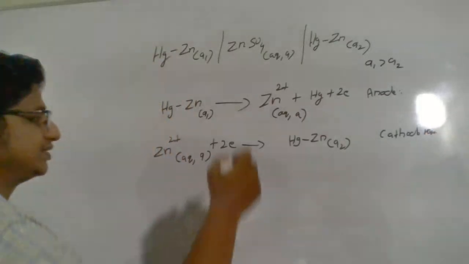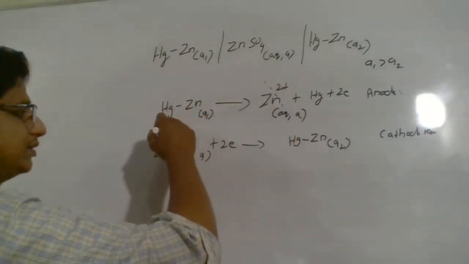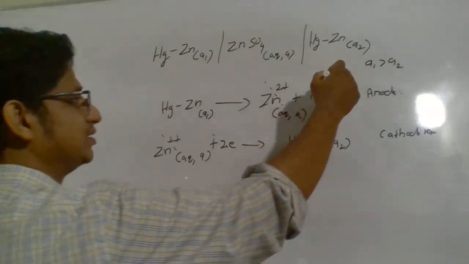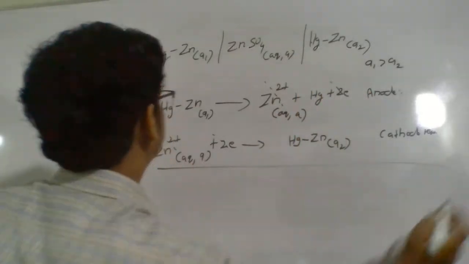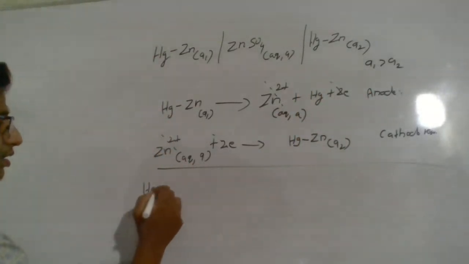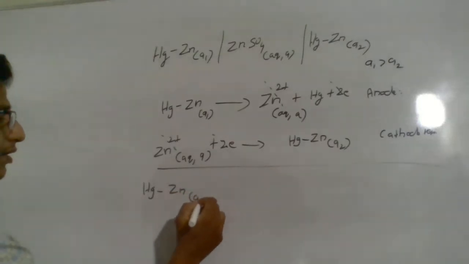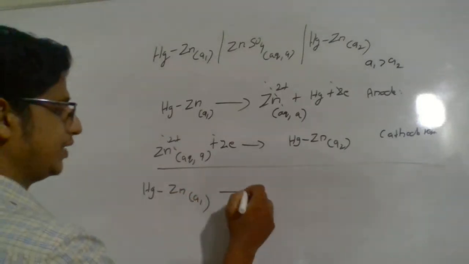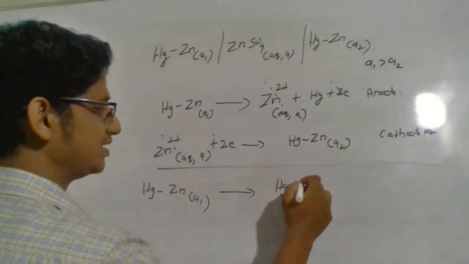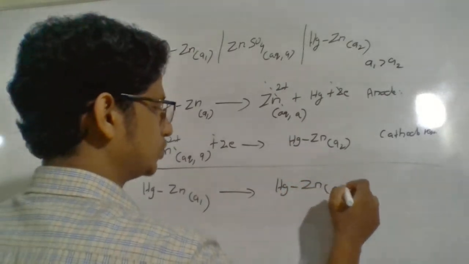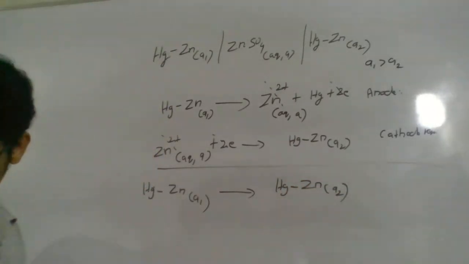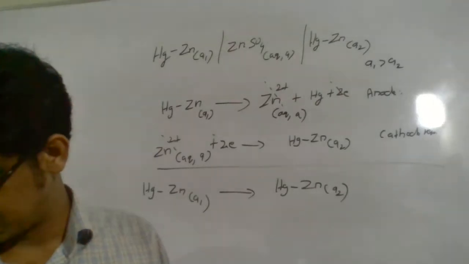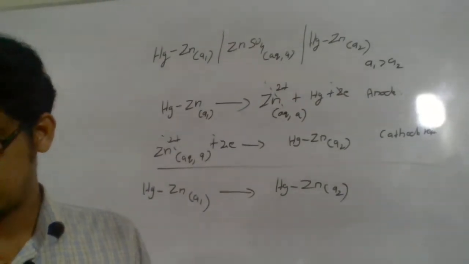So for the overall reaction, Zn2+ will cancel and the electrons will cancel. The overall reaction will be HgZn(A1) gives HgZn(A2). So this is the overall reaction that you can write.